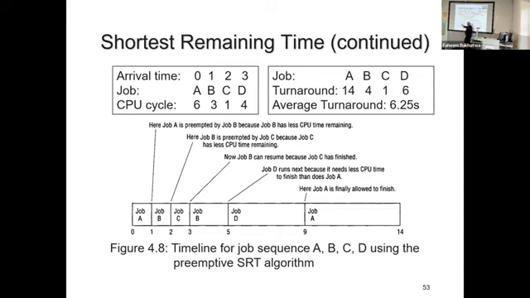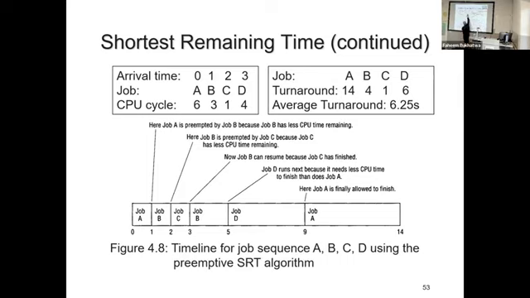B starts running. After 1 second, C arrives. We say, hold on, is C shorter? B started at 3, but now it only needs 2 more seconds. This one only needs 1, that's shorter. Stop B and give the processor to C. So C runs for 1 second and finishes.